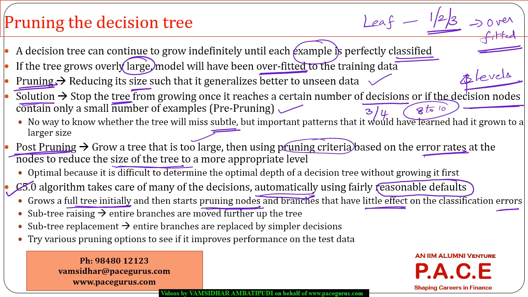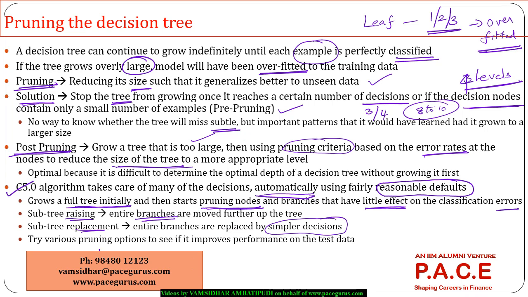So there is a subtree raising that happens. Entire branch is moved further up, right? Because some part of the tree is directly knocked off. So the whole entire branches are moved further up in the tree. And even the subtree could be completely replaced. Instead of having the whole tree structure, everything could be replaced by a simple decision. Even that is taken care of within the C5.0 algorithm.